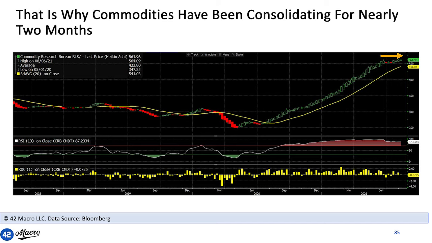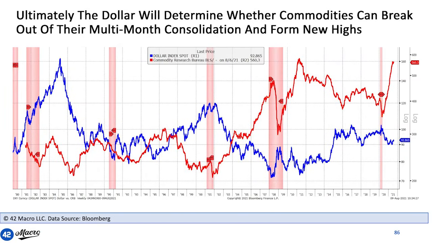On slide 86, ultimately the dollar will determine whether or not commodities can break out of their multi-month consolidation and form new highs. We know the dollar and commodities have historically been very inversely correlated. And so to the extent that we see further appreciation of the dollar from here, it's very unlikely we're going to see commodities break out of that consolidation and form new highs.